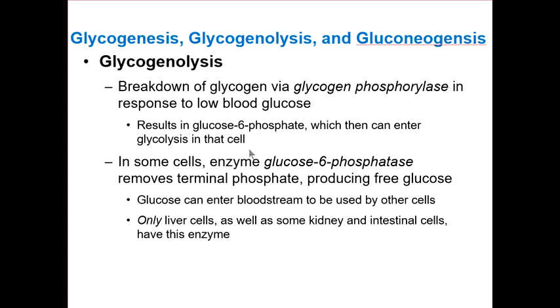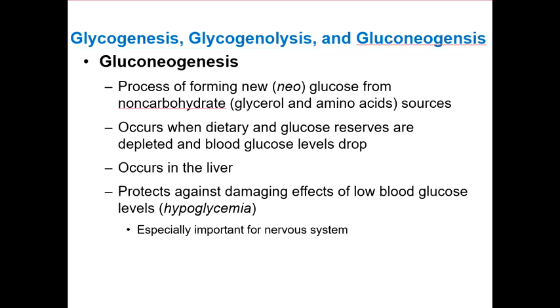glycolysis in that cell. And remember, in some cells, we can convert glucose 6-phosphate back to glucose, only in intestinal, kidneys, and especially in the liver cells. And when they're able to do that, well, then glucose can then enter the bloodstream and be used by other cells. Now, it's also possible to make glucose from non-carbohydrate molecules.